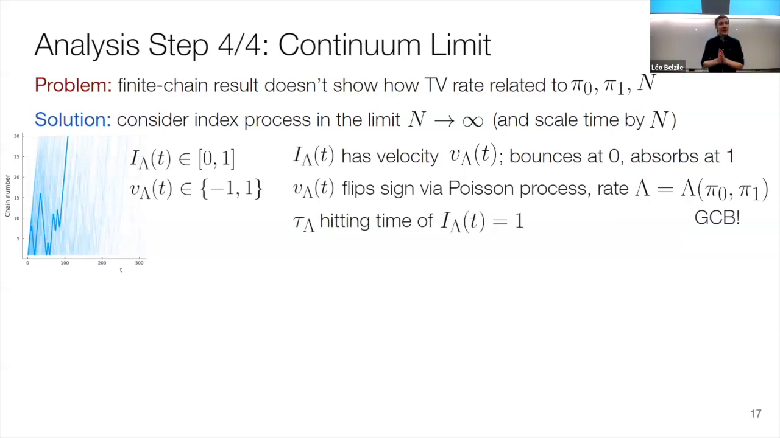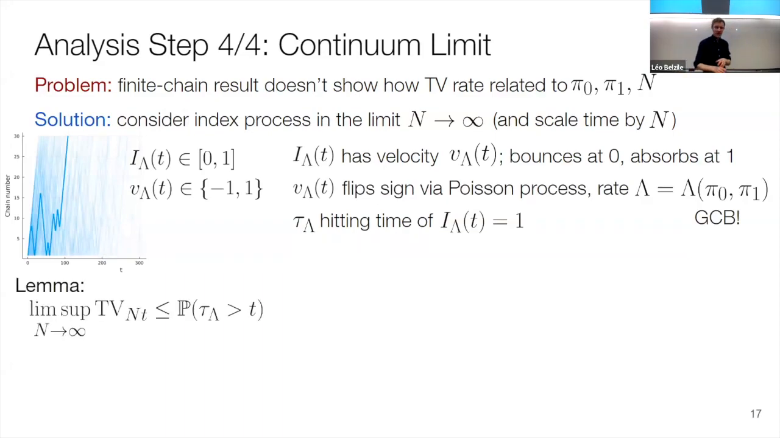Let me call tau the hitting time of 1, so that's when that absorption happens. We prove an extension of this finite chain result to the continuum case, and this involves a little bit of sophisticated machinery. But ultimately, we show that the total variation at time nt, scaled by n, because it takes longer to get to that target as I make n larger, is bounded above by the tail probability of the hitting time of the continuous process. So this is the analog of the previous result in finite state.